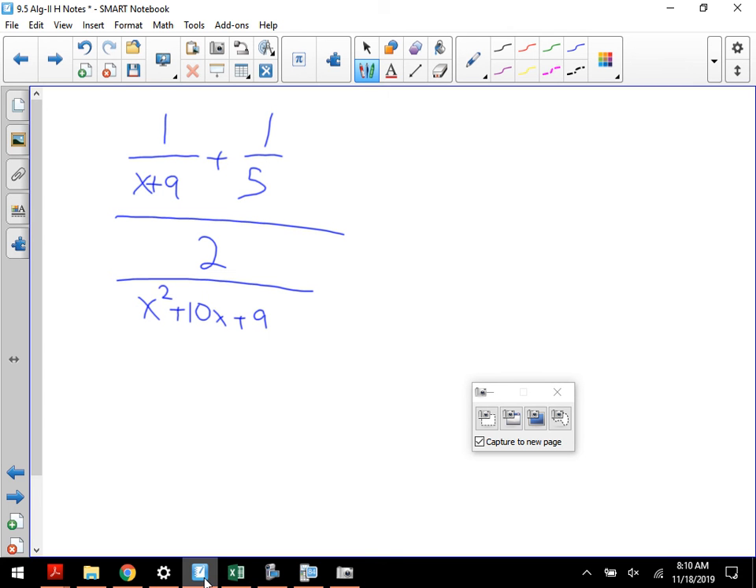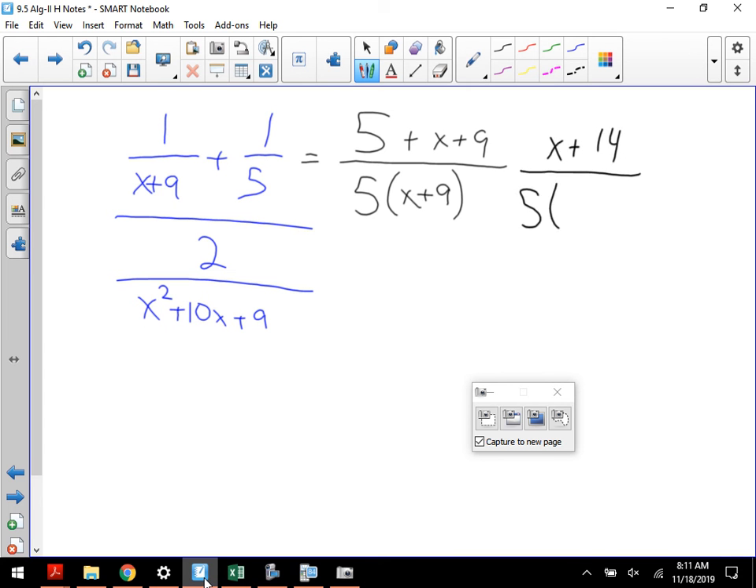Remember how the other ones had this as like 2 separate fractions? This one just doesn't. So I'd only have to worry about my common denominator up here, which would be 5 times the x plus 9. And this one's pretty quick, where the fraction on the left needs the 5, the one on the right needs the x plus 9. So I get x plus 14 over 5 times x plus 9.